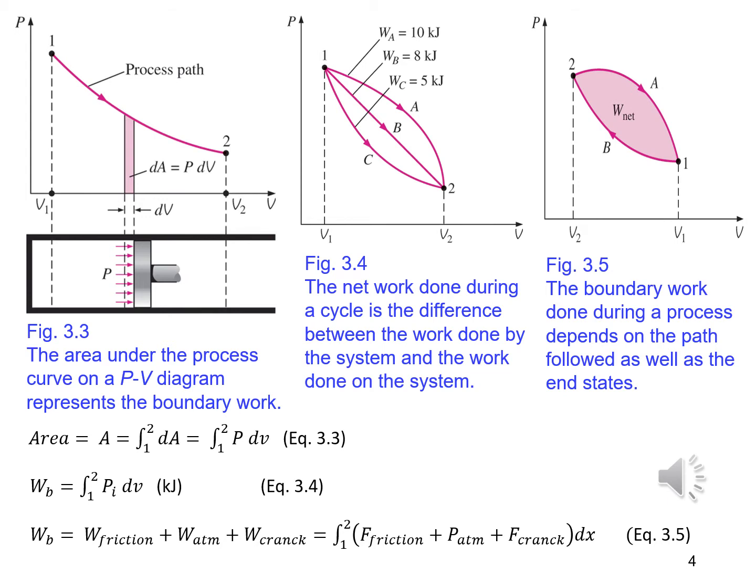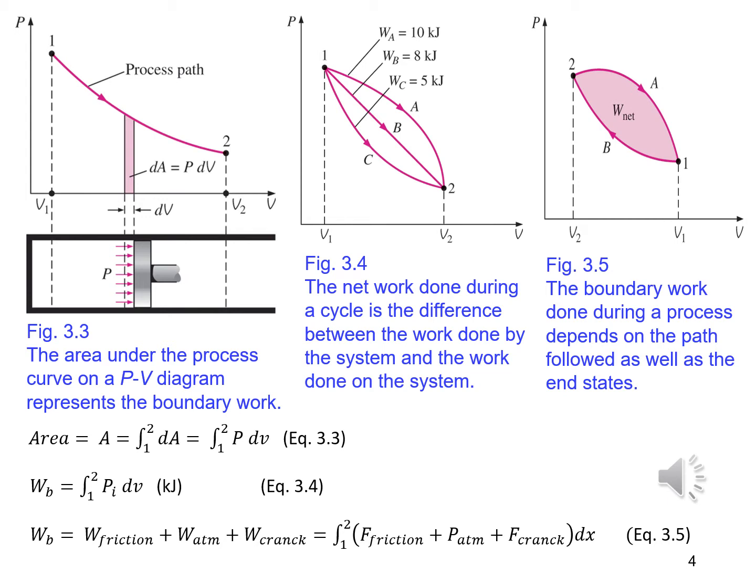A gas can follow several different paths as it expands from state 1 to state 2. In general, each path will have a different area underneath it, and since this area represents the magnitude of the work done, the work will be different for each process, as in figure 3.4. This is expected, since work is a path function. For example, it depends on the path followed as well as the end states.